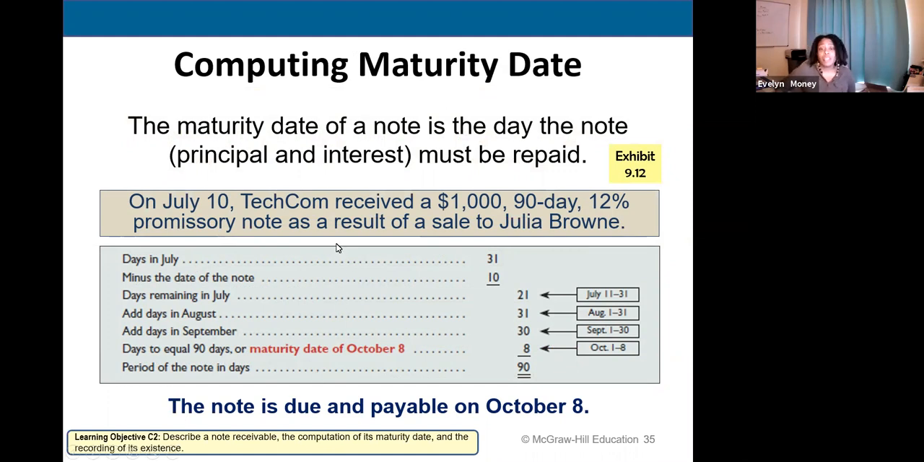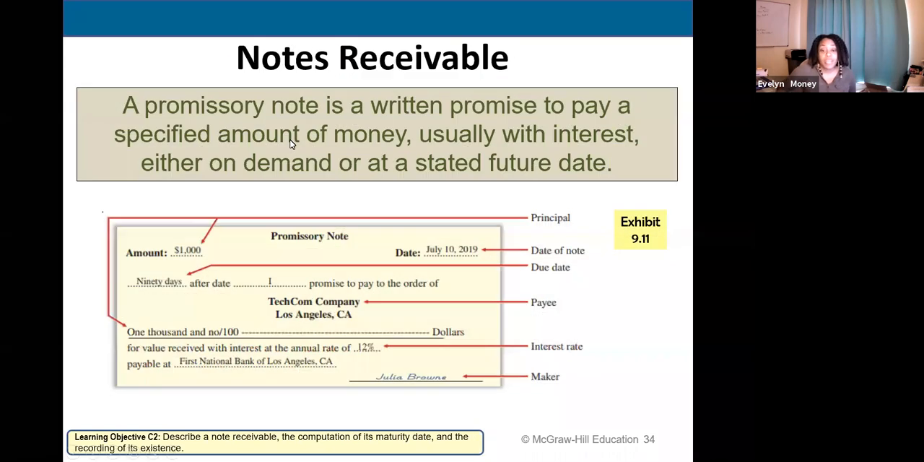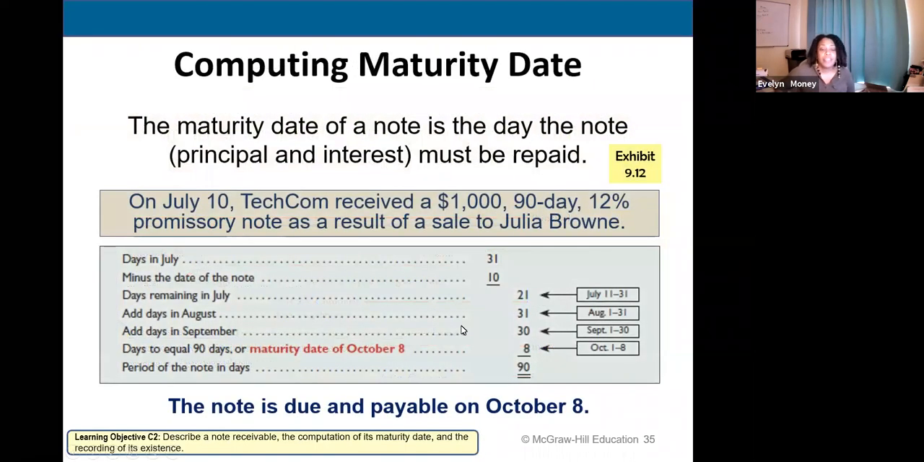There are a couple of important things that we need to deal with when a note is created. The maturity date is the day that the principal amount, or the amount that was borrowed, plus the interest needs to be paid back. For this example, this note was issued on July 10th, and it's due in 90 days. We can calculate the actual date that the note matures. Matures is just a fancy way of saying it's time to pay up. We determine that the maturity date is October 8th.